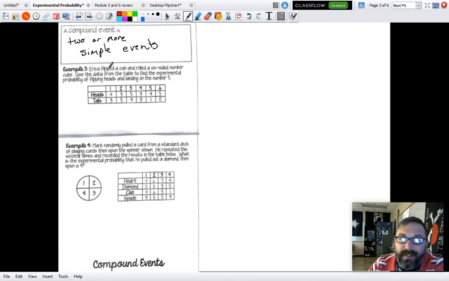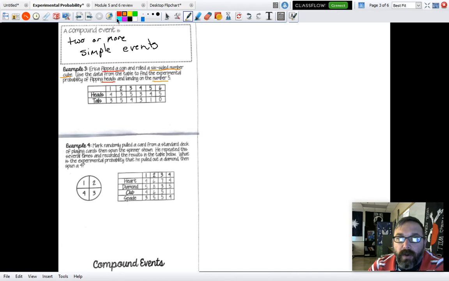Example 3 suggests that Erica flipped a coin. That's a simple event. And she rolled a 6-sided number cube. Do we remember what that's a fancy word for? That's right, it's a dice. So she flips a coin and rolls a 6-sided number cube. Use the data from the table to find the experimental probability of flipping heads and landing on the number 5. Okay, so let's look down here at this table and let's figure out what's going on.